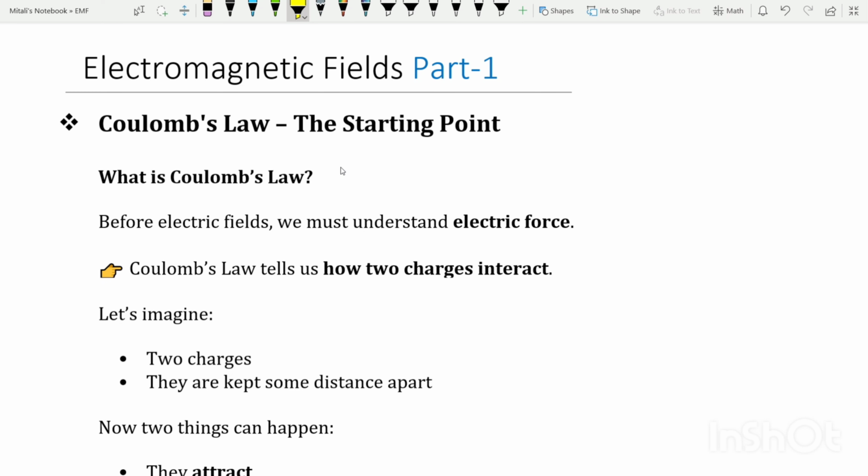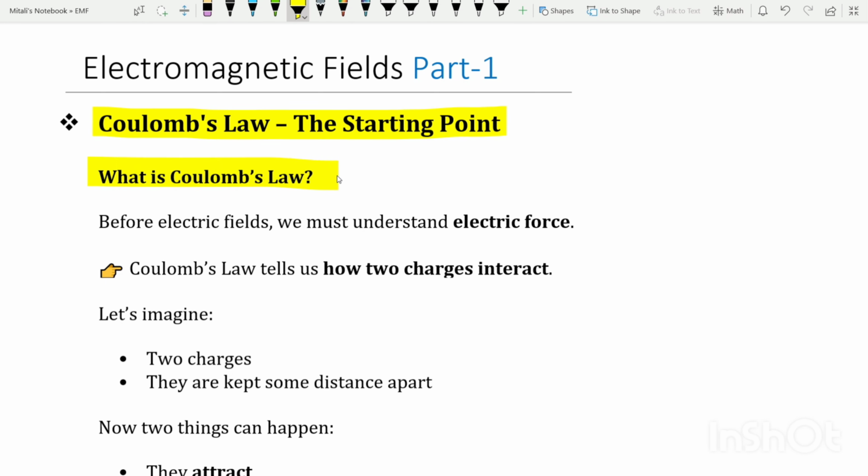We will clearly understand Coulomb's law, electric field intensity, electric flux density, Gauss law. Step by step, very slowly, very clearly. Perfect for beginners, GATE aspirants and engineering students. So grab a notebook, relax and let's start from the basics. First is Coulomb's law, the starting point.